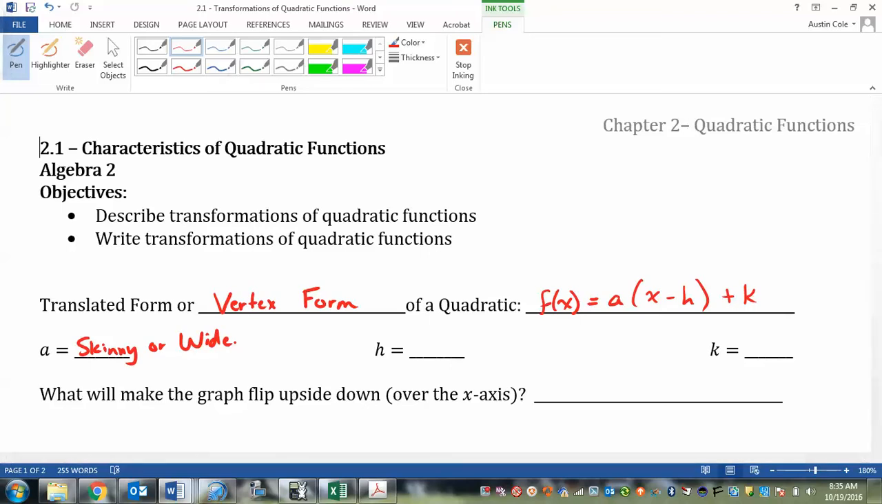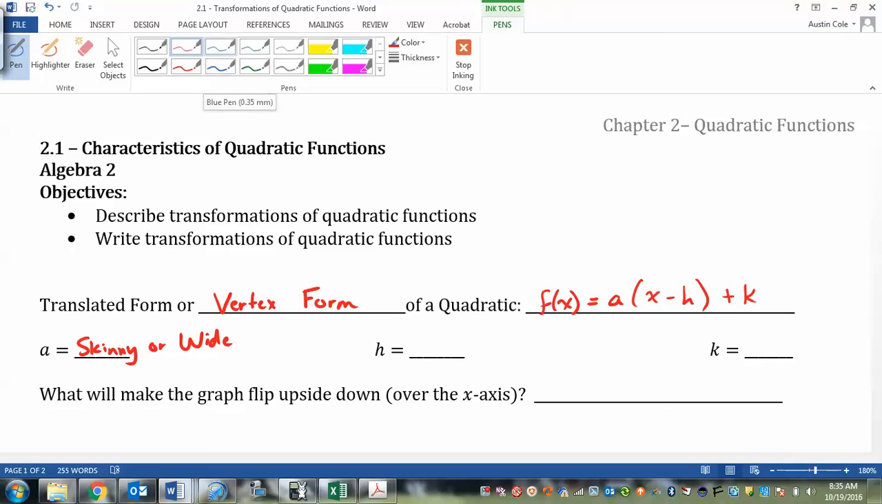Now, I think Ralphie and Easton started to say, if it's greater than 1, what's it going to be? Skinnier or wider? Skinnier. So if it's 2 or 3 or 4, it's going to be skinny. If it is like 1/2 or 3/4 or 1/3 or 1/12, some number between 0 and 1, it's going to be wider.